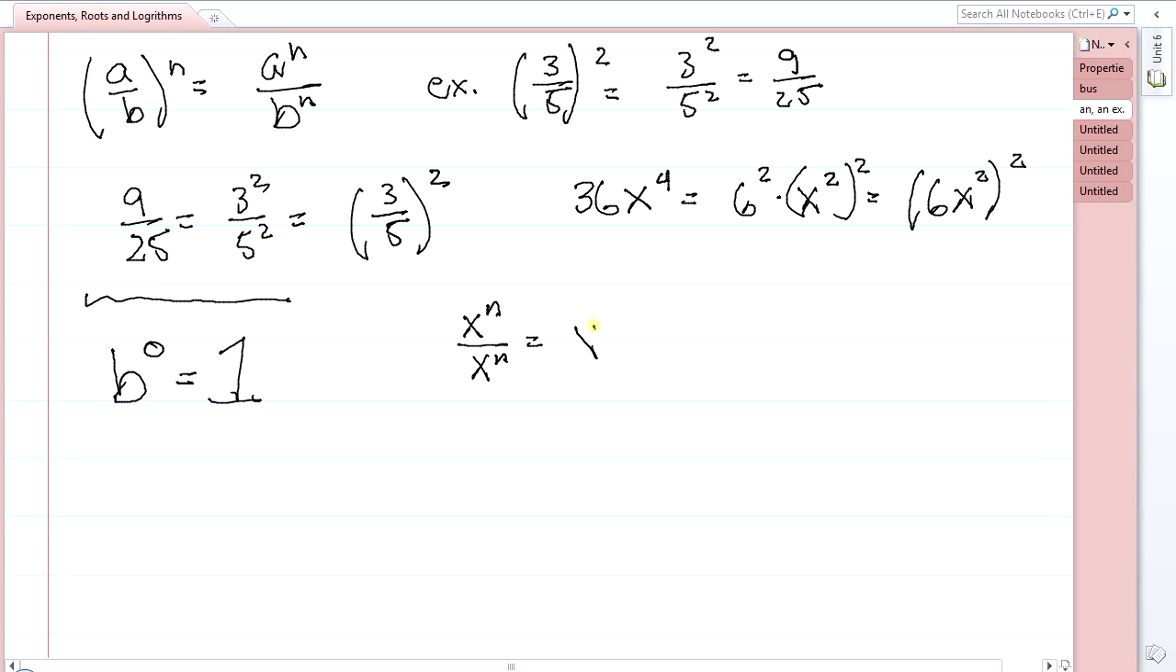Well, by the quotient rule, x raised to the n minus n would have to be x to the 0. But since these would cancel out and equal 1, 1 would have to equal x to the 0. This is true for any number except that b cannot be equal to 0. By definition, 0 to the 0, for all practical purposes, is not something that we can define at this time. So it's really sort of a DNE type situation.